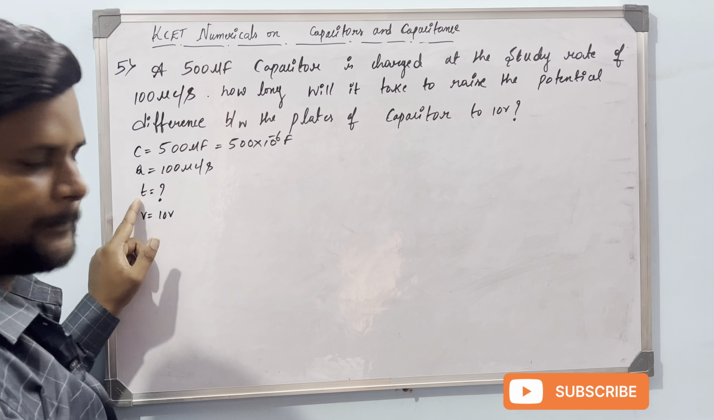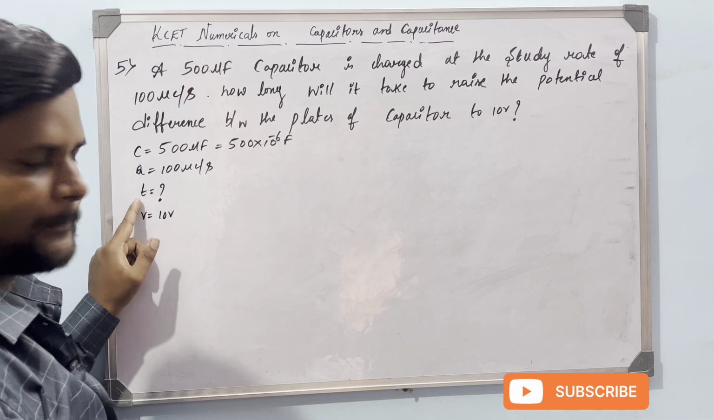In order to calculate the time in terms of the charge, I will use the current equation. The current equation is I is equal to Q divided by T. To calculate Q, I will use C is equal to Q divided by V, so Q becomes C into V. C is 500 into 10 power minus 6, into V, which is 10. 5 tens are 50, into 10 power minus 6. So this is the Q value.